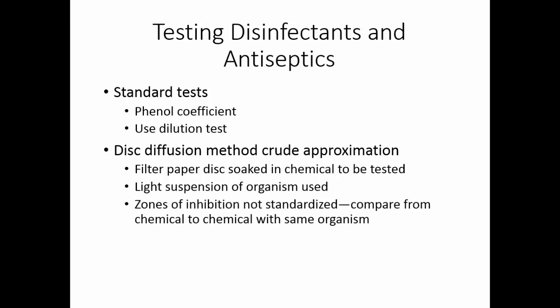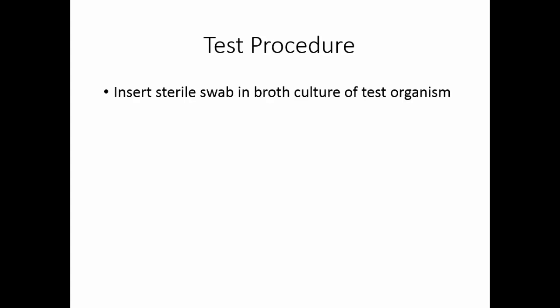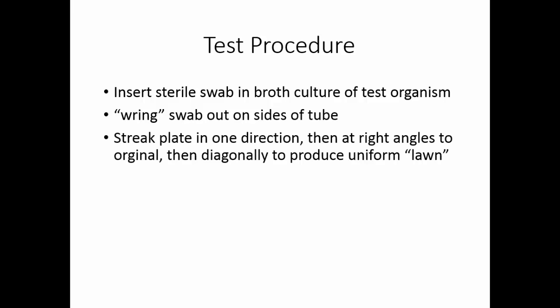Because these zones of inhibition will not be standardized, we'll only be able to compare zone sizes from chemical to chemical with the same organism. To do the test, we will insert a sterile swab in a broth culture of the test organism. You wring the swab out on the sides of the tube so it's not real soppy. Then you streak the plate in 3 directions. You streak one way, then you streak at right angles to the first, and then diagonally. This should give you a uniform lawn of organism on your plate.